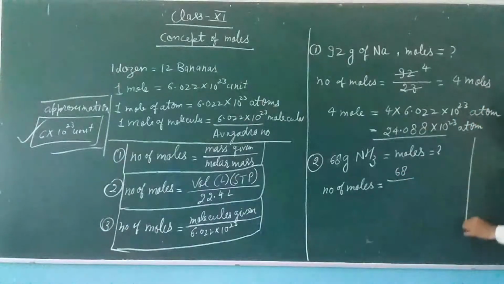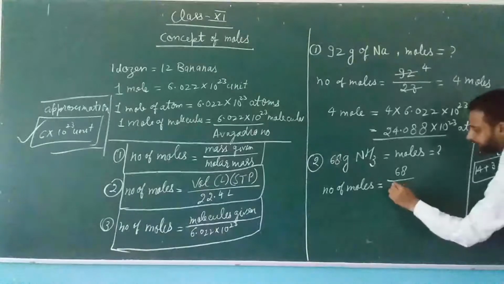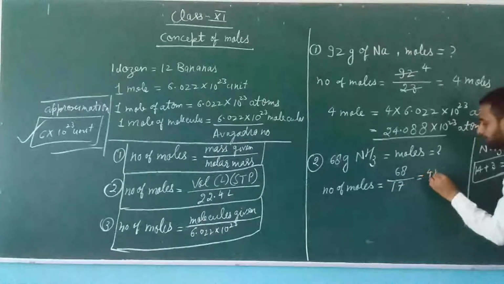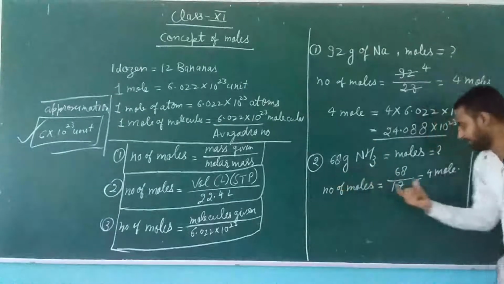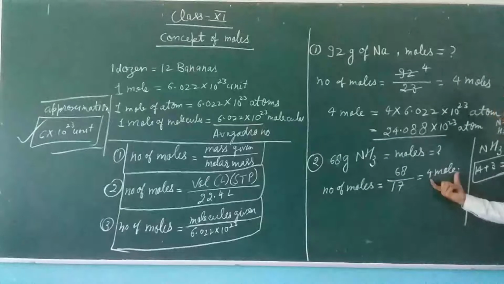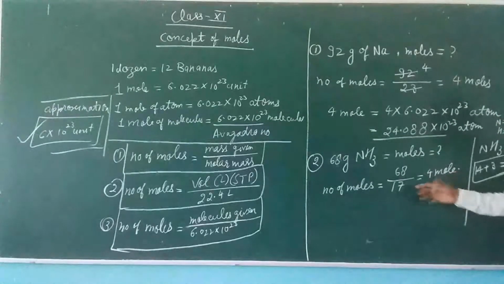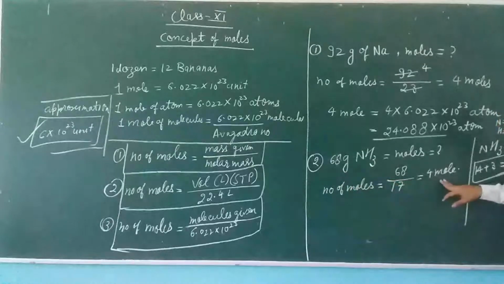Now we can calculate the molar mass like this: NH3. The mass of nitrogen is 14 and mass of hydrogen is 1. Here 3 hydrogen atoms are present, that's why 14 plus 3 is equal to 17. So we can say that molar mass of ammonia is 17. 17 fours are 68. So we can say that in 68 gram of ammonia 4 moles are present, and similarly we can solve the number of atoms present in 68 gram of ammonia or 4 moles of ammonia.